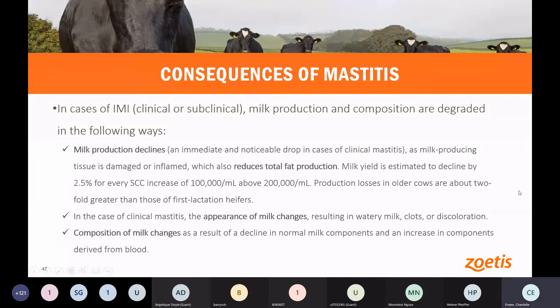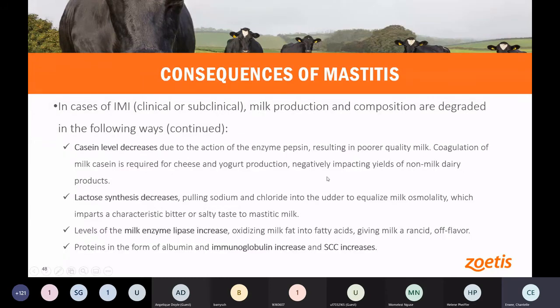Obviously, especially in your clinical mastitis cases, the appearance of the milk changes and then also the composition will change, because there's usually quite an equilibrium between the milk and the blood. And now, because your casein levels fall and your lactose synthesis decreases, there might be a pool of sodium and chloride into the udder, because the body is trying to equalize that osmolality, and that can give a bitter or a salty taste to the milk.